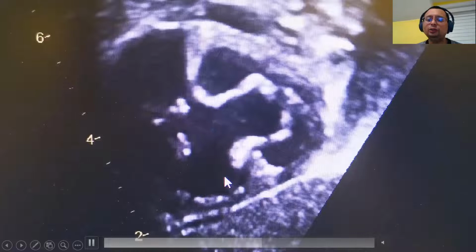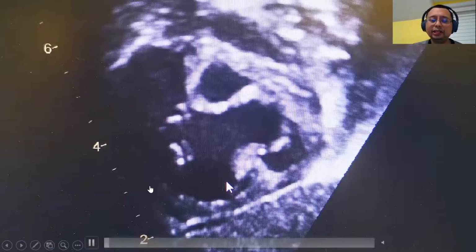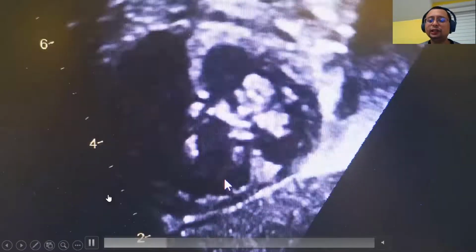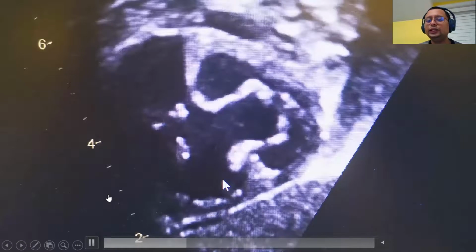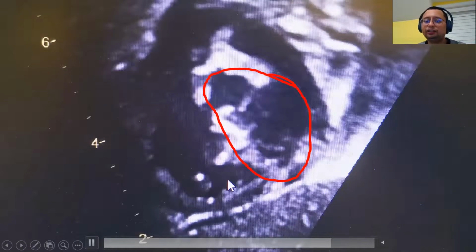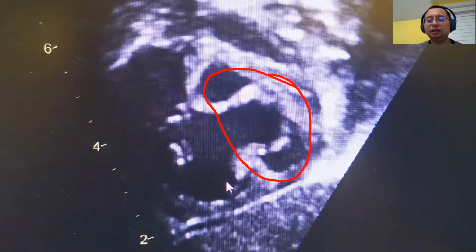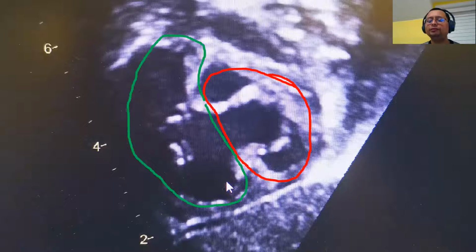Another way to differentiate, in terms of the size of the left ventricle and right ventricle, to decide whether it's hypoplastic or not: in this view, you can actually trace the area of the left ventricle, trace the area of the right ventricle, and you can see the ratio between the left ventricle and the right ventricle. A certain ratio denotes LV dominant, RV dominant, or balanced ventricles.